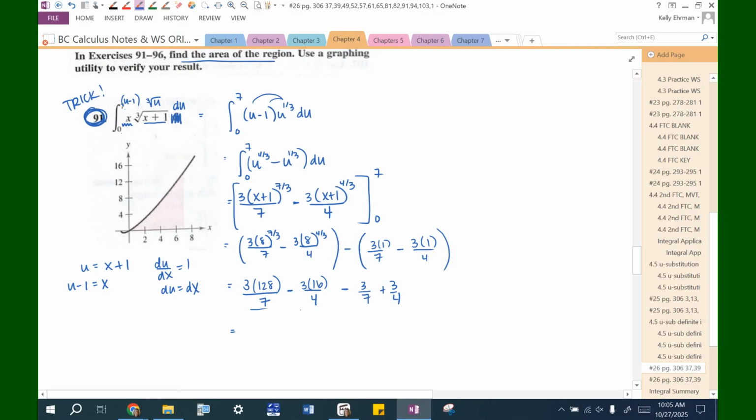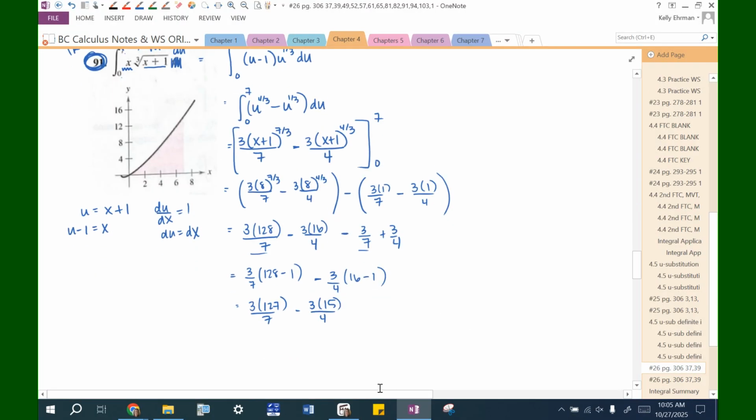Well, I see two terms that have 3/7, so it'd be 3/7 times 128 minus 1, minus 3/4 times 16 minus 1. That's 3 times 127 over 7 minus 3 times 15 over 4. And I'm sure I could get common denominators, but I'm just going to kind of stop there.